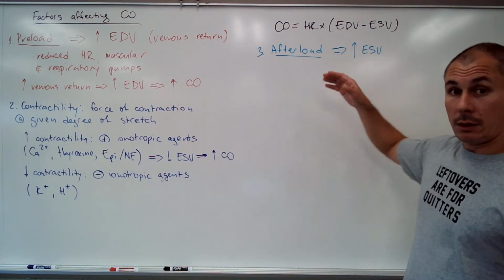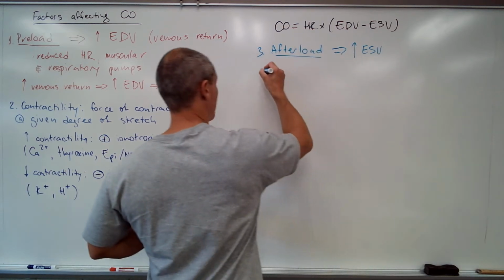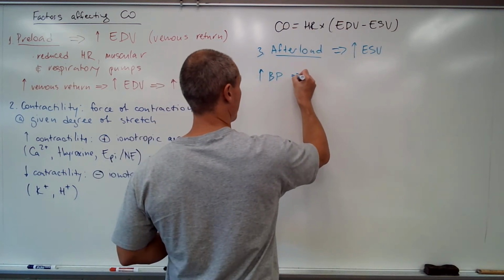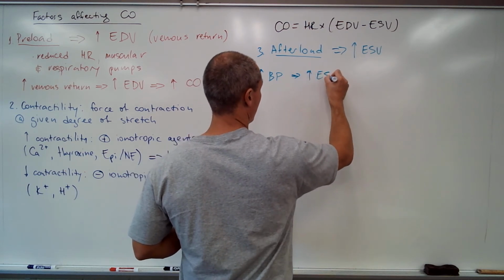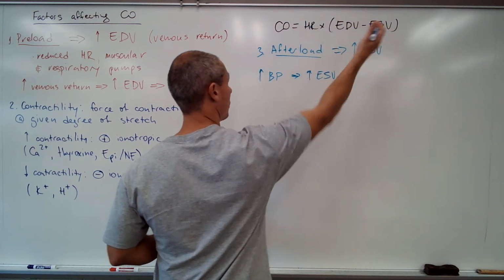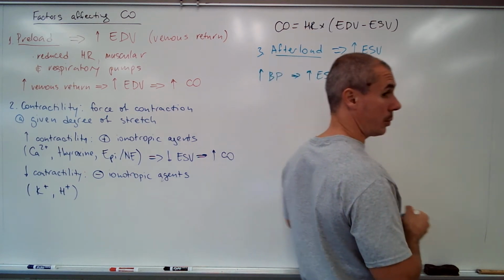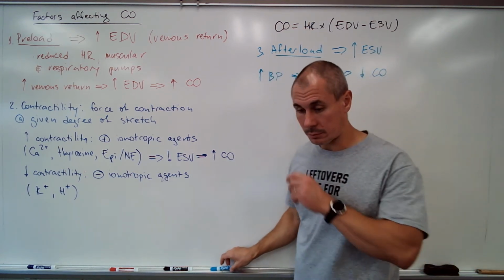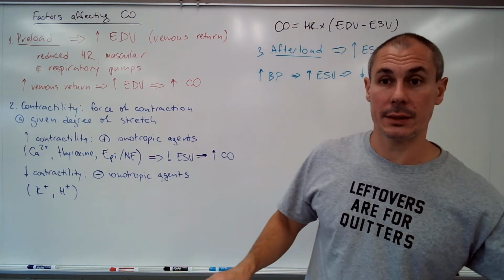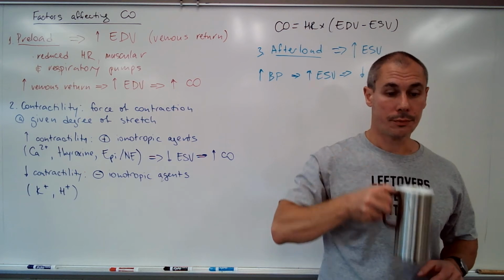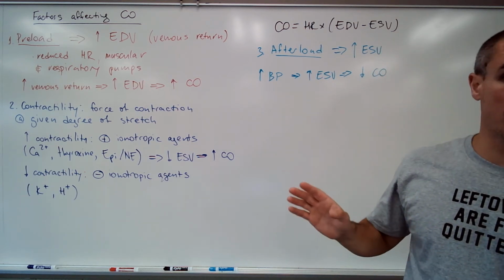So essentially, we can say this, that increased blood pressure will result in the increased end systolic volume, and that, if you look at the equation, will result in the lower cardiac output. Does that make sense? Questions so far?